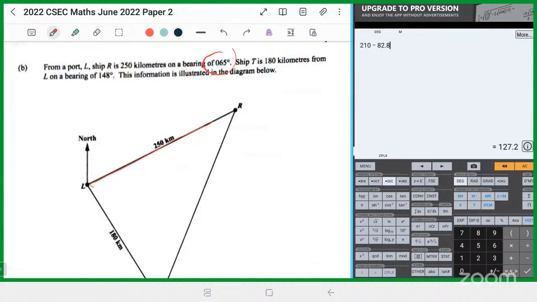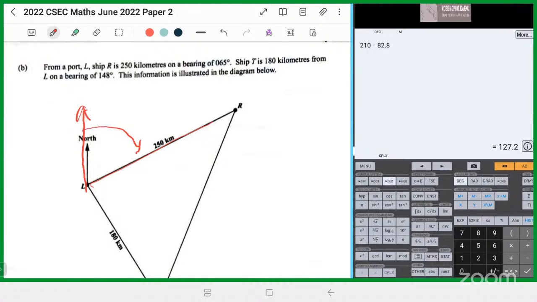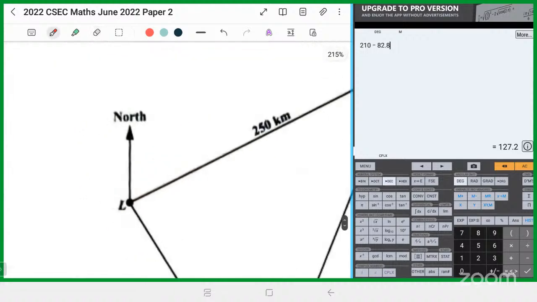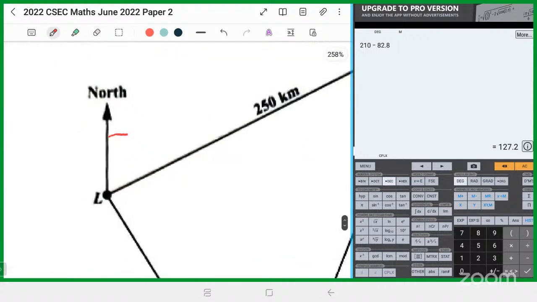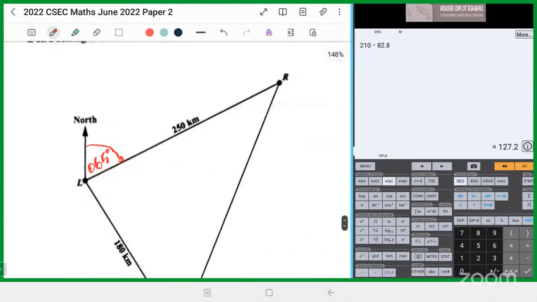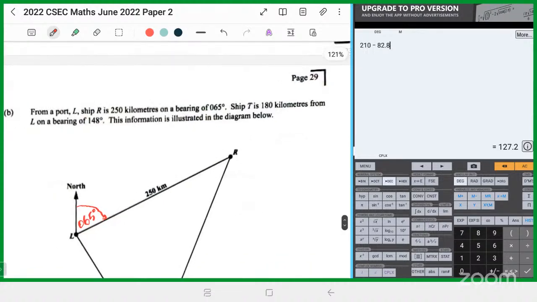Let's put it on the diagram now. From position L, I turn to the right to face the direction out to R. It is this angle that will be fixed on there, that 065 degrees. So this angle is 065 degrees. This is also 250 kilometers, but that is on the diagram already.